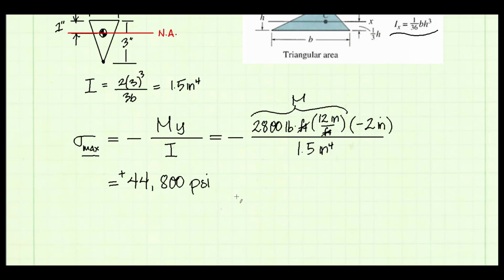And that's what we expect since it's on the bottom side of the beam, and the beam is subjected to a positive moment. Its deflection will take the shape of a smile, and that means it's getting compressed on the top and stretched on the bottom. And if it's stretched on the bottom, then it's feeling tension.